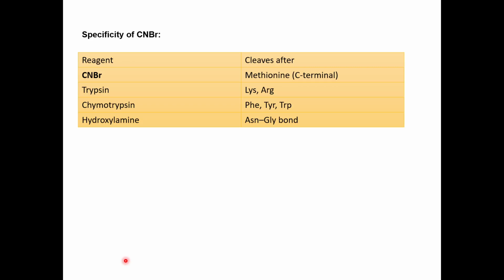Then this is a small table regarding the reagents that are used for cleavage. So cyanogen bromide is used for cleavage after methionine. In case of trypsin, cleavage occurs at basic residues, that is lysine and arginine. There is also chymotrypsin, which cleaves at phenylalanine, tyrosine, and tryptophan. And then we also have hydroxylamine, which cleaves the asparagine and glycine bond.